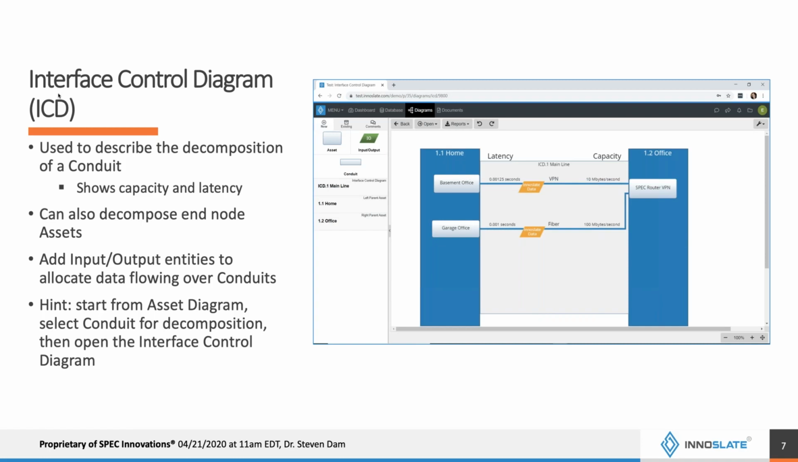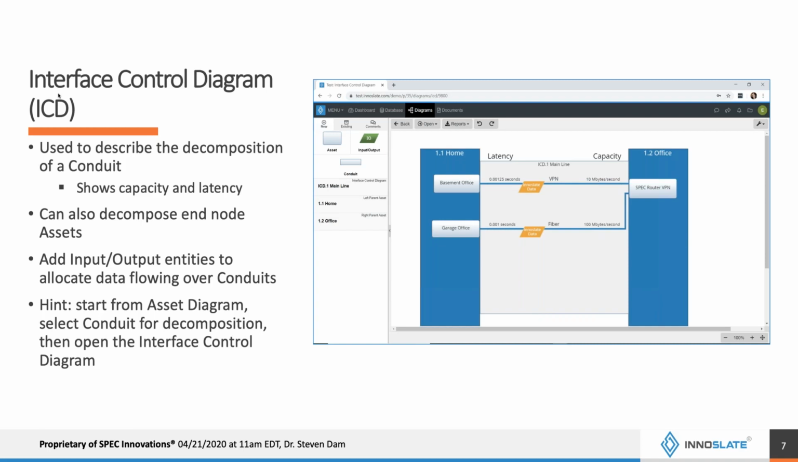So the ICD was designed to describe the decomposition of the conduit. In particular, it shows the capacity and latency of the individual subconduits within a mainline conduit. So you'll see that information in it. Also, you can use it to decompose the assets themselves, and so that's a way that you can start doing this decomposition together with the two. But if you've already decomposed the assets, it will automatically show up with all that decomposition in here.